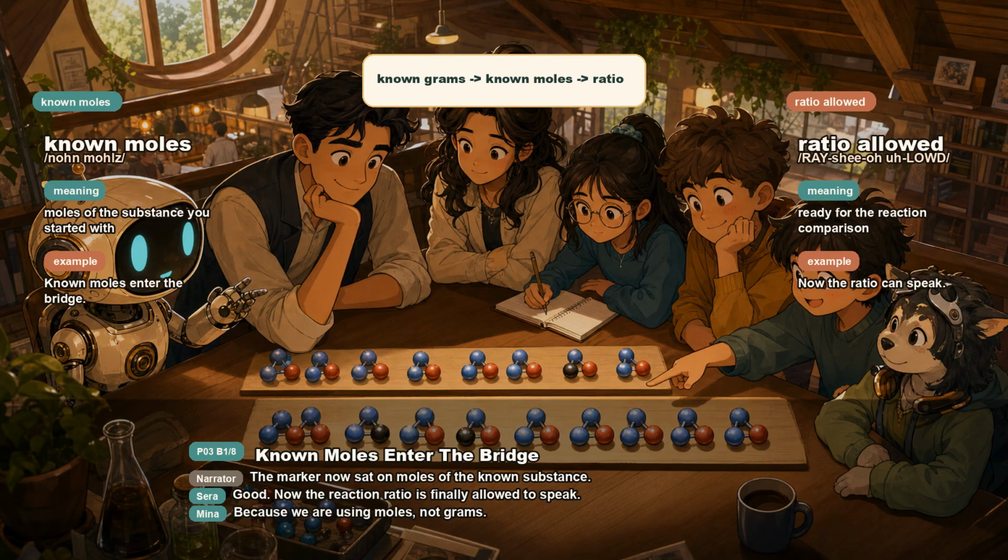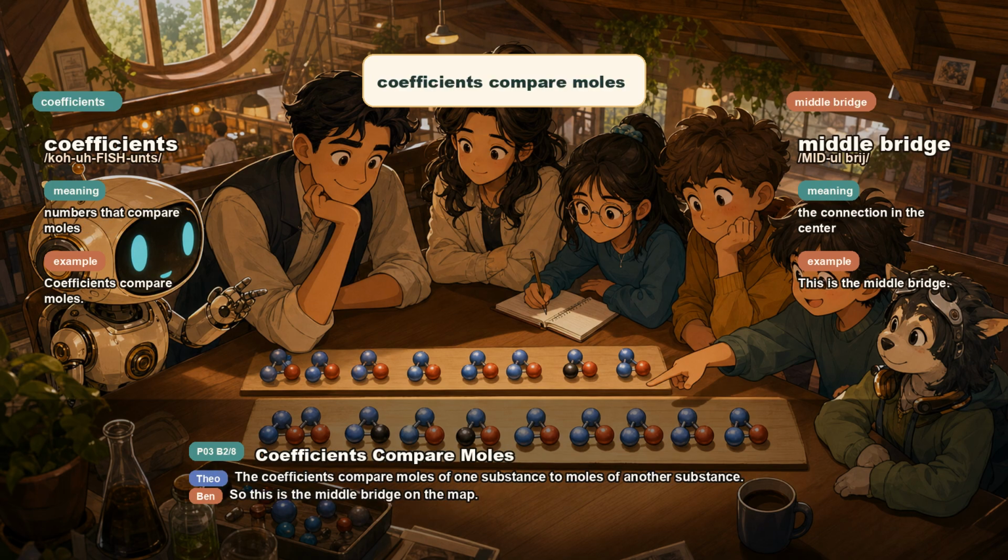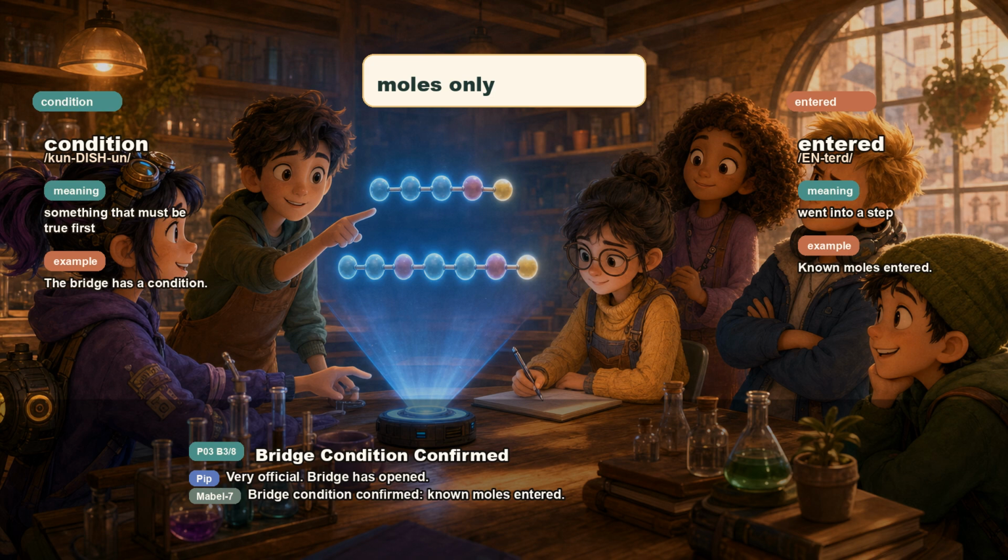Good, now the reaction ratio is finally allowed to speak. Because we are using moles, not grams. The coefficients compare moles of 1 substance to moles of another substance. So this is the middle bridge on the map. Very official, bridge has opened. Bridge condition confirmed, known moles entered.